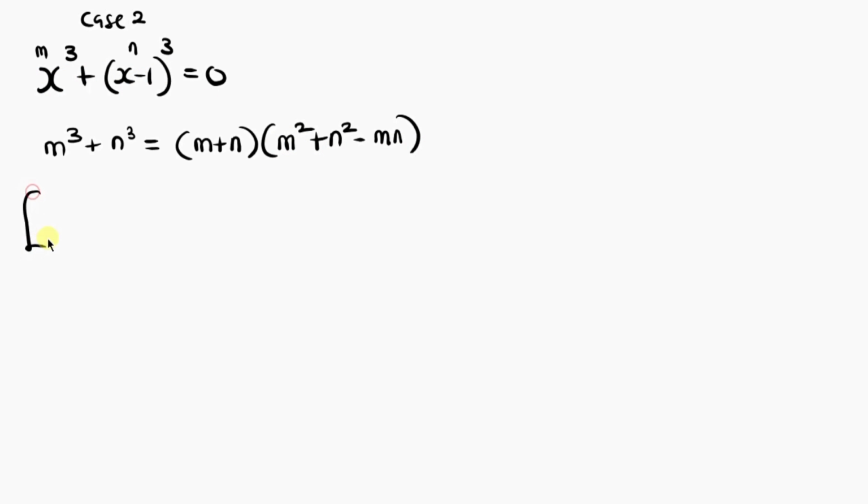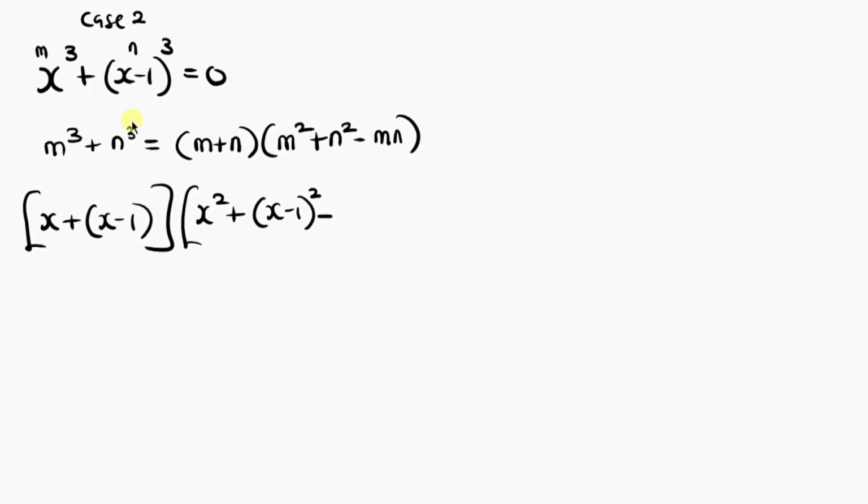So open a bracket. Now I have m plus n. M is our x, plus n. N is what I have here, which is x minus 1. So we have to close that bracket. Now open another bracket. M squared. M is what? x. So we're going to be squaring that. Plus n. What is n? This is our n, which is x minus 1 squared. Are you seeing that? Minus m. M is x. Then n is what? x minus 1. Very good. So we are doing well.